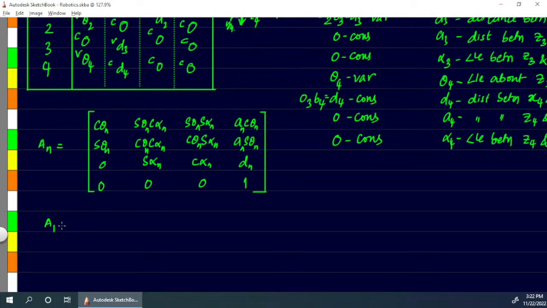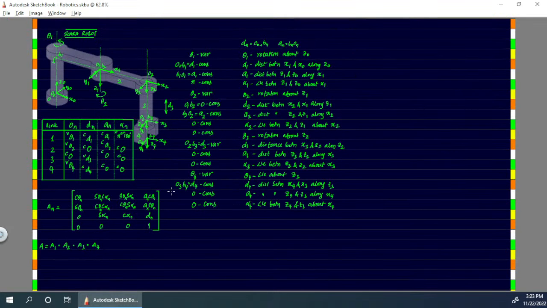Okay. So that we get by substituting all the values: theta 1, alpha 1, d1, a1. If you substitute all these, you will get A1. And in the same way we have to find A2, then we have to find A3 and A4, and multiplying all these, we will get the overall transformation matrix for the SCARA robot. So this is how the forward kinematics is going to work.